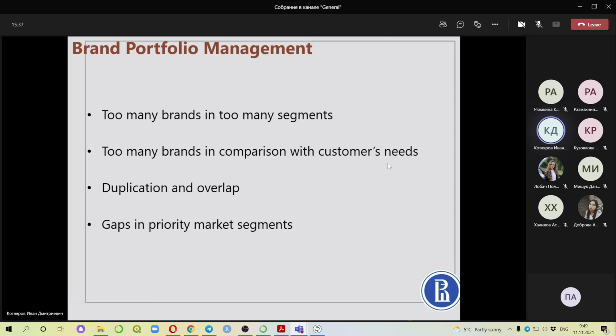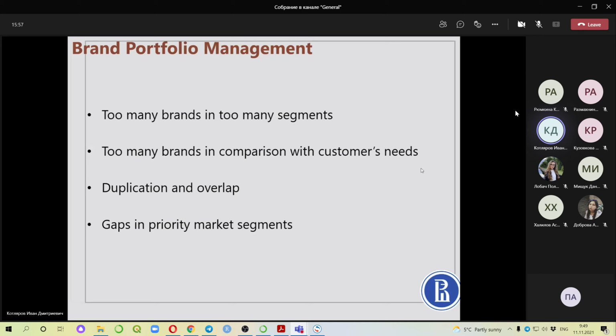Gaps in priority market segments. So the whole package of brands of the company doesn't cover the main market of the company. Okay, I would develop your idea a little bit.